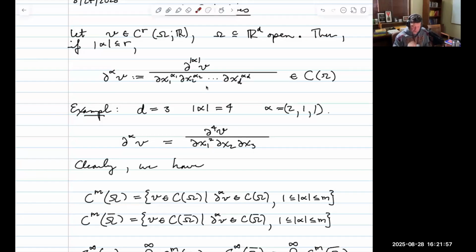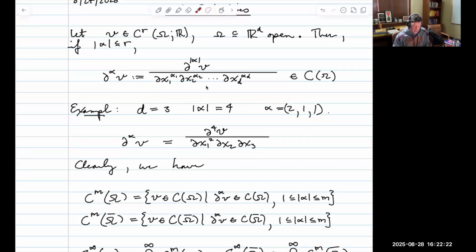The one that I'm going to choose is this specific fourth order partial derivative, the alpha partial derivative, where alpha 1 is 2, alpha 2 is 1, and alpha 3 is equal to 1. So the total order is 4, as you can see by adding up these 3 numbers. 2 plus 1 plus 1 is 4, right? But what does this particular partial derivative look like and mean?